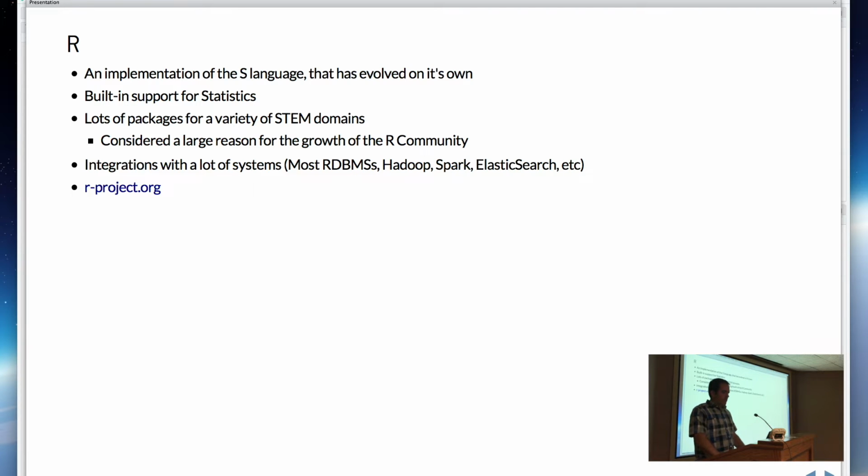So I figured I had to put a single slide on R's history. This is an implementation of the S language that has certainly evolved on its own and overtaken it. I mean, S was a proprietary language, and R is by far more popular. It has built-in support and strength for statistics. In particular, its package ecosystem is really what drives it as a dominant language in stats and a variety of STEM fields. It has integrations with most major RDBMSs, relational databases, big data systems, etc.